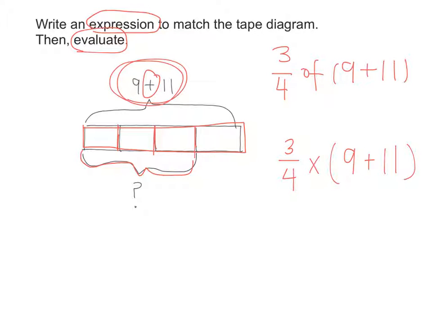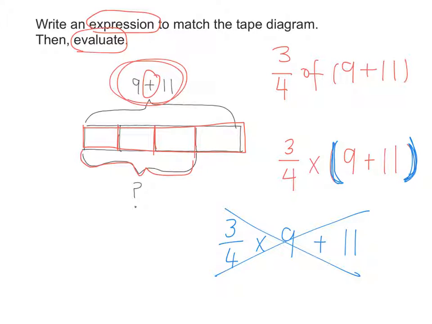Now, why are these parentheses very important? Let me put it another way. If I wrote it like this, 3/4 times 9 plus 11, would that be the same thing? No. Because then it would be 3/4 of what? 9. But really it needs to be 3/4 of the sum of 9 and 11. Do you understand? Okay, so make sure you write this down. And in fact, this is a very easy hole to fall into. So we might want to write that hole and cross it out.